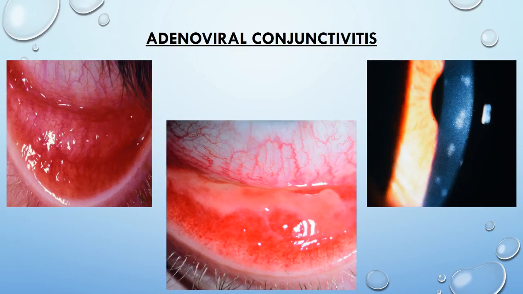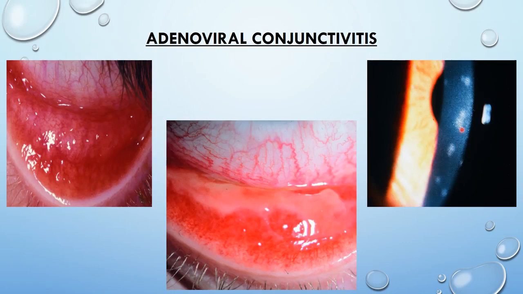Prominent conjunctival hyperemia and follicles appear here in this image. These are the follicles in the inferior fornix. Severe inflammation may be associated with conjunctival hemorrhages, chemosis, membrane, and pseudomembrane. Here is the membrane.